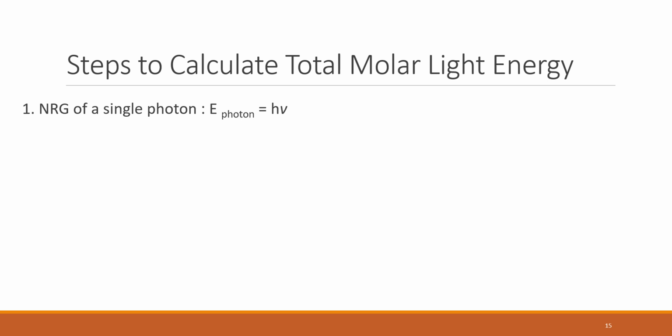Calculating molar light energy takes 3 distinct steps. So we're going to go through each of these steps and how to use them and do some example problems. So starting with the first step. First step we've already done. It's using the energy of photon equation, taking Planck's constant multiplied by frequency.